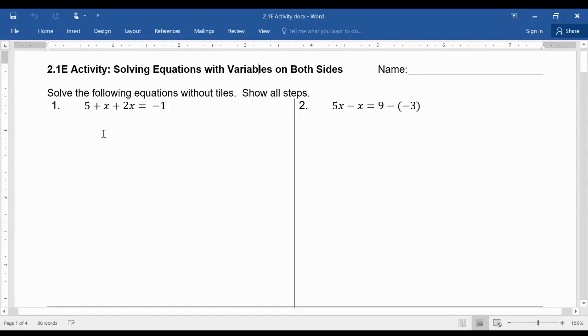This is the first video for the first 3 problems in the climb the ladder activity. Feel free to pause the video, try some of these on your own, rewind the video, or if you've already attempted them and you want to just focus on one part that isn't working, then feel free to skip ahead. All right, number 1.